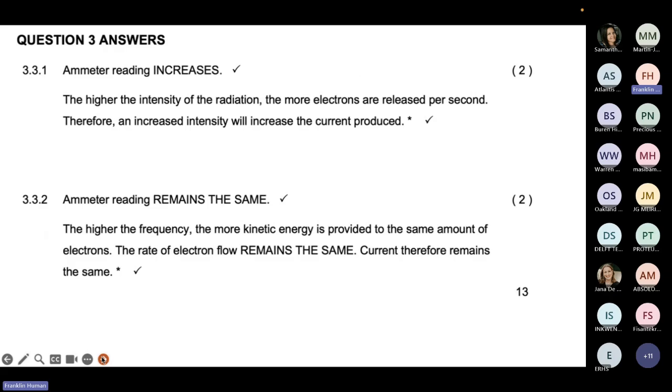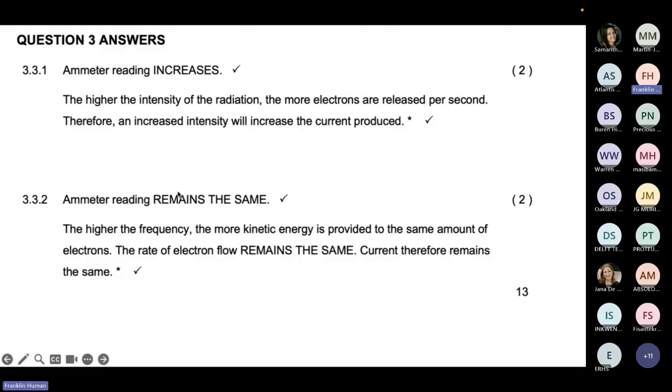So here we go. Ammeter reading increases. The higher the intensity of the radiation, the more electrons are released per second, and we could see that in our simulation. Increase the intensity, and you can play around with it also in your free time. Keep the color the same, keep the frequency the same. Take the intensity down to 0, and then gradually increase it, and you will see that more electrons are released per second. Therefore, an increase in intensity will increase the current produced.